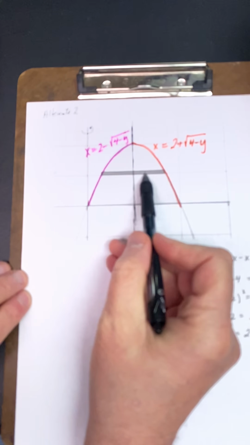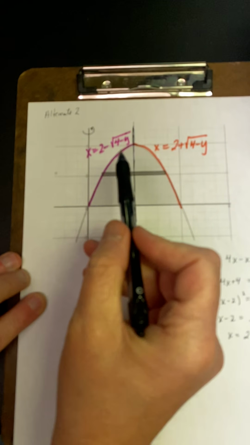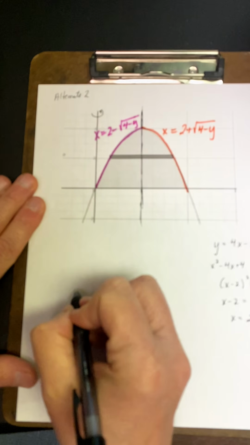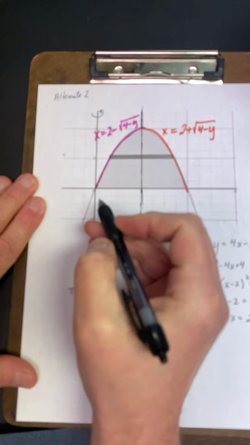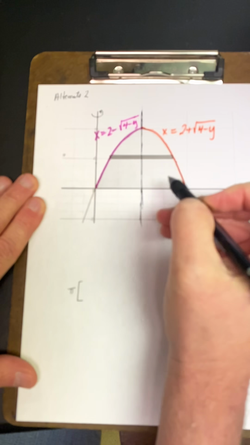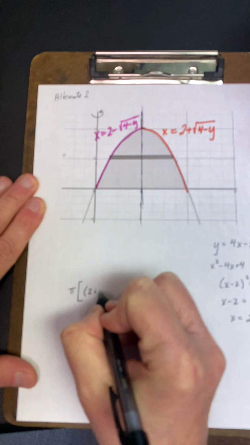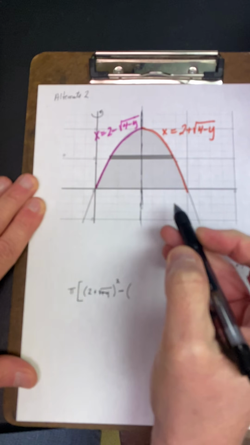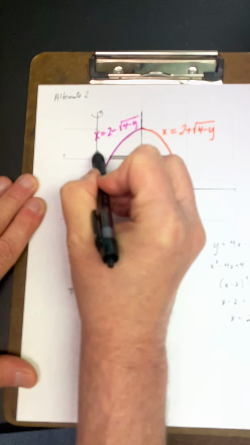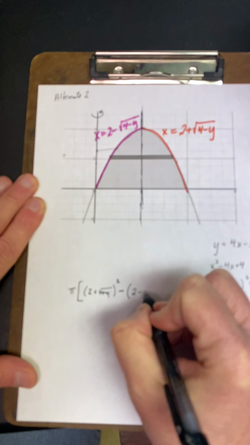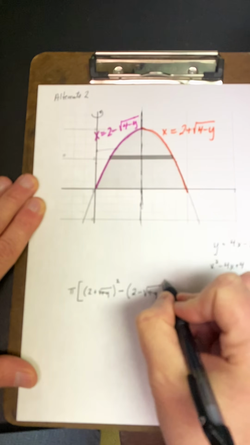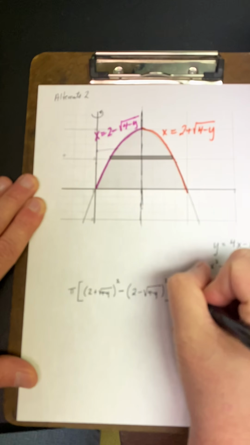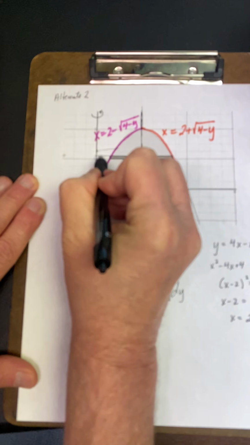So now if I take this rectangle and revolve it around the y-axis, that little thin rectangle around the y-axis is going to be a washer. And so the volume is going to be pi times the outer radius squared, from here over to the orange function. The outer radius is 2 plus the square root of 4 minus y, squared, minus the inner radius, the distance from here to the purple function, 2 minus the square root of 4 minus y, squared. That's the inner radius. The height of that little washer is dy, right? It's a thin slice on the y-axis.